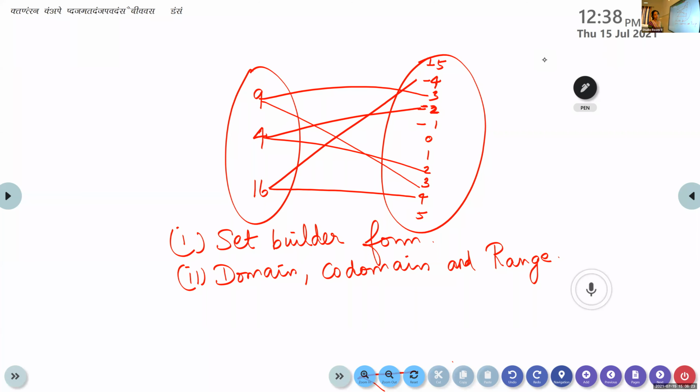Vinayak, give this in set builder form. Try to represent this relation in set builder form. Look at the relation. 9 is mapped onto 3 and minus 3. 4 is mapped onto negative 2 and 2. 16 is mapped onto 4 and negative 4. So, what is the relation in set builder form?